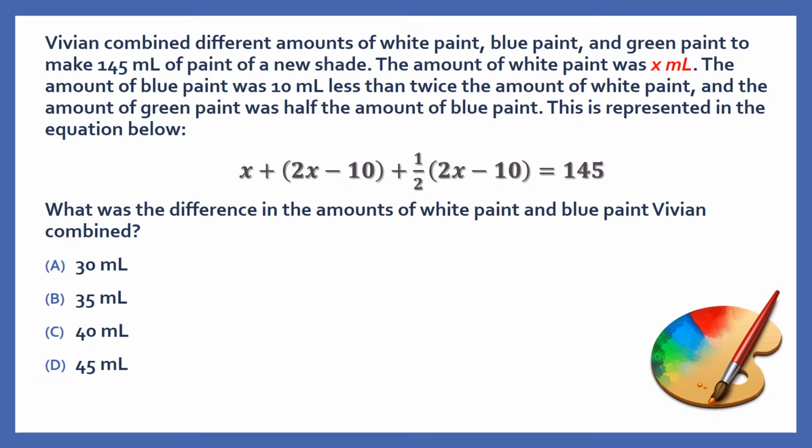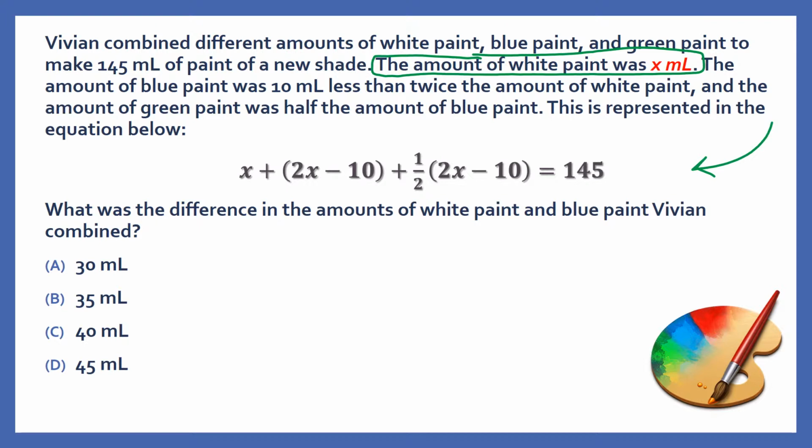Okay, this question is a word problem, and let's see what it says. The EOC will have this. They'll have a huge word problem like this specific example. It says Vivian combined different amounts of white paint, blue paint, and green paint to make 145 milliliters of paint of a new shade. The amount of white paint was X milliliters. They tell you what X stands for, which is important, and we're going to need to remember that. The amount of blue paint was 10 less than twice the amount of white, and the amount of green paint was half the amount of blue paint.